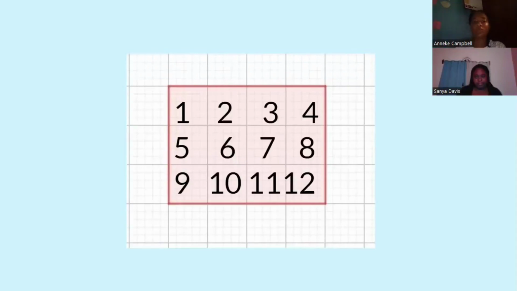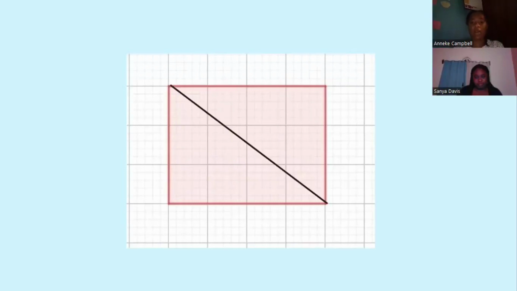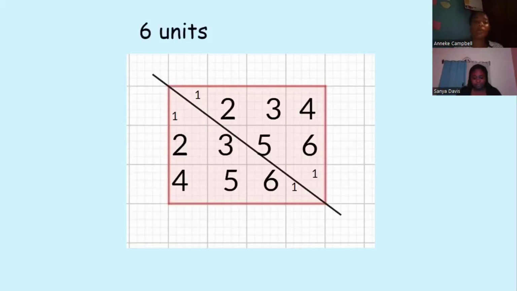But what if we split the shape now into two equal sizes? What two shapes would this be? It forms two right-angle triangles. Very good. Now, if we count all the squares on each side, we would see that we get an equal amount of 6 units squared. So each triangle is 6 units squared.